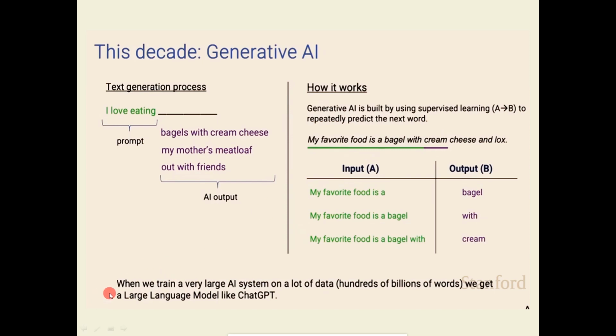That is what is happening. Here you can see that when we train a large AI system on a lot of data, hundreds of billions of words, we get a large language model like ChatGPT. This is how they train. When we give billions of texts, it takes the input as well as the output and matches the input with the output. It trains on all the data and produces a model. After that, when you give any text, it will answer our questions, or generate a new kind of text or paragraph, whatever questions we ask. So this is how training works in generative AI.